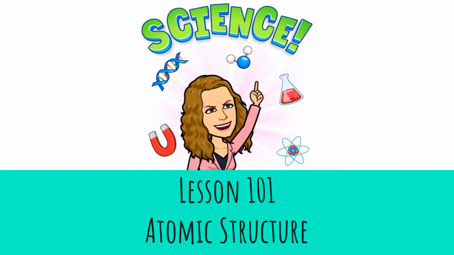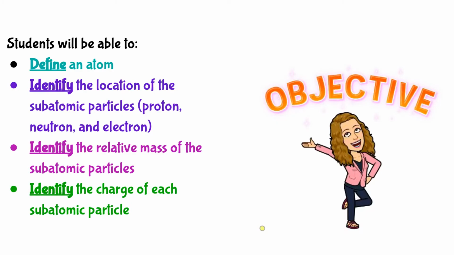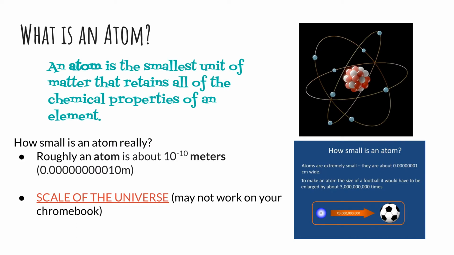Everyone, it's Mrs. Summer here to talk about Lesson 101, Atomic Structure. In this lesson, students will be able to define an atom, identify the location of the subatomic particles, the proton, the neutron, and the electron, identify the relative mass of the subatomic particles, and identify the charge of each subatomic particle. So what is an atom? An atom is the smallest unit of matter that retains all of the chemical properties of the element.